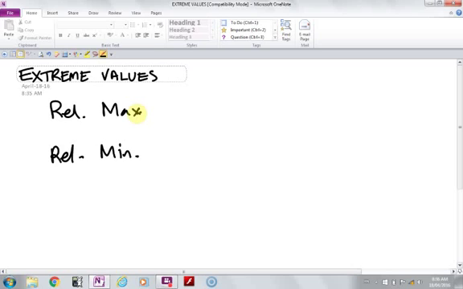But by relative, what we mean is it's not the lowest or highest point overall. It's the lowest or highest point in the region that we're talking about.